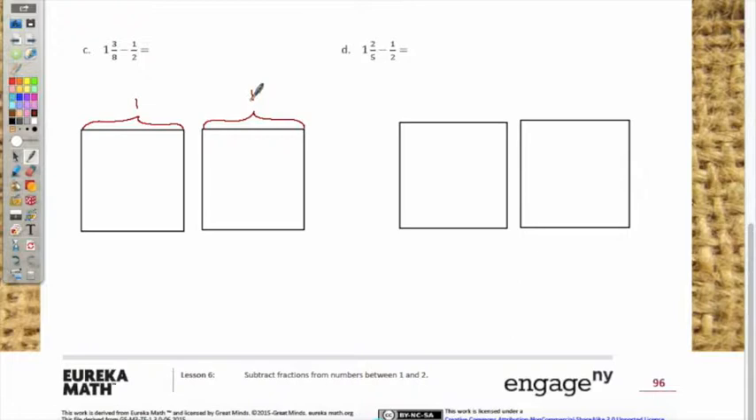Okay, so what's the mixed number? 1 3/8. Are you listening? Okay. The mixed number is 1 3/8. So what's my denominator? 8. So I need 8 parts and 8 parts. Remember the easiest way to make 8? Yes. Make fourths and divide them in half.